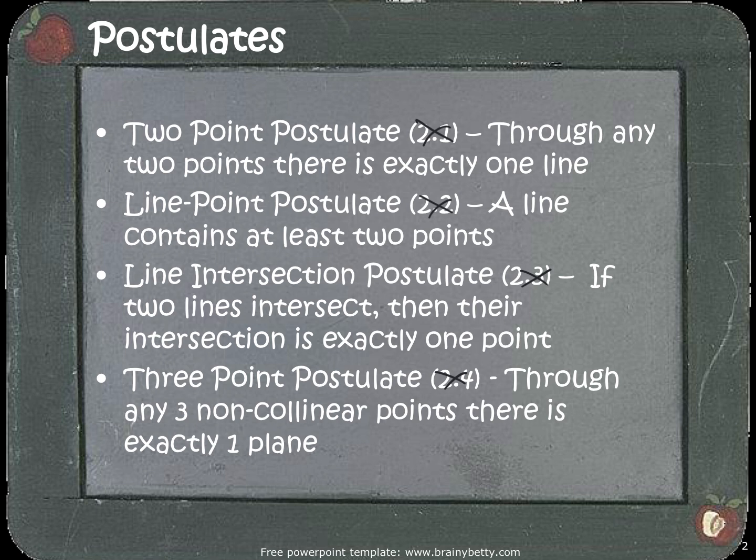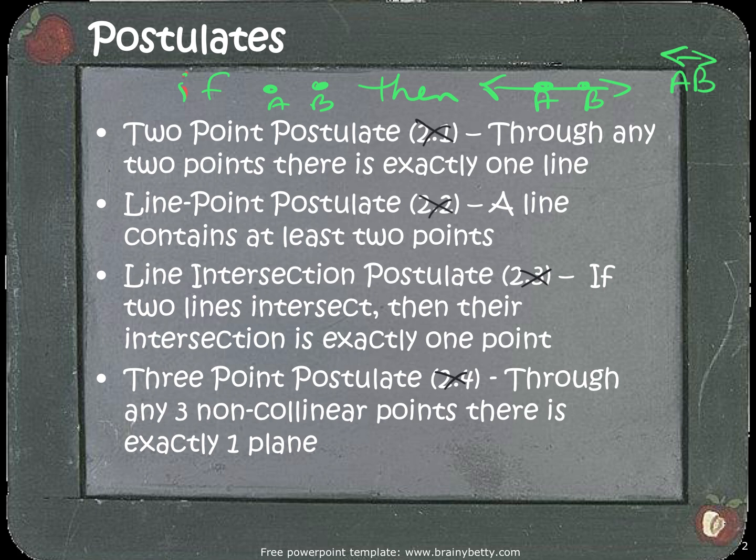So the first one is called the 2-point postulate, and all this postulate states is that through any 2 points, there is exactly one line. And really, we already saw this in chapter 1 when we learned how to name a line. So for example, if you have 2 points, A and B, then through those 2 points is exactly one line. And you could say that through those 2 points is line AB.